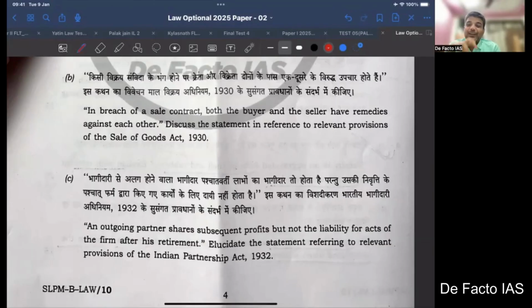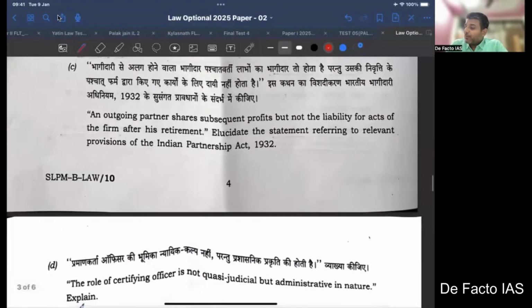So both components have to be handled, like the risk passes along with the property, and the right of an unpaid seller, right? So the table: unpaid seller, what they can do: lien, resale in between, stoppage in transit. So with sections, you have to simply make a table and describe it, right? Again, a very easy question. It is really a 10-marker question that they have asked.